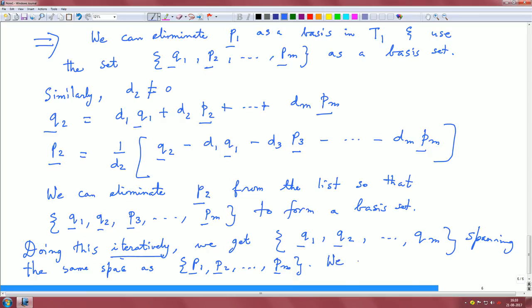So, we can also conclude that m is greater than or equal to n. In the process of this replacement, we can say that m is greater than or equal to n.